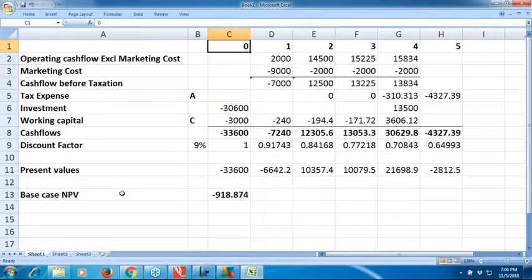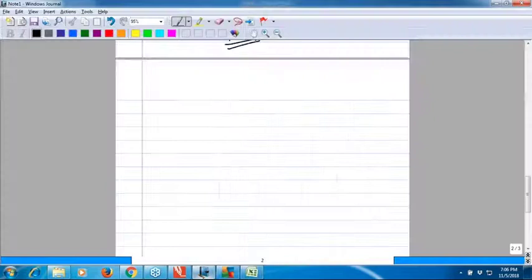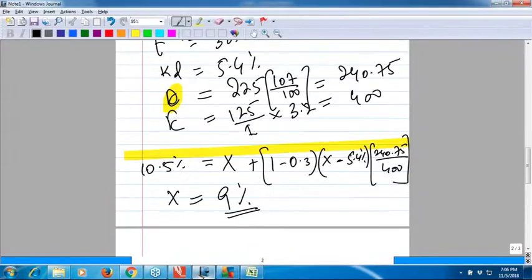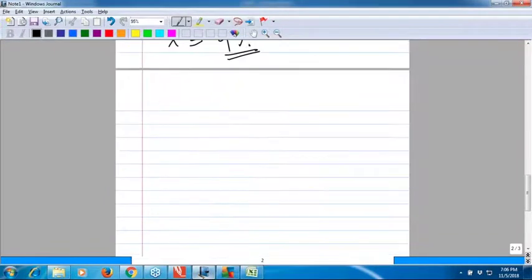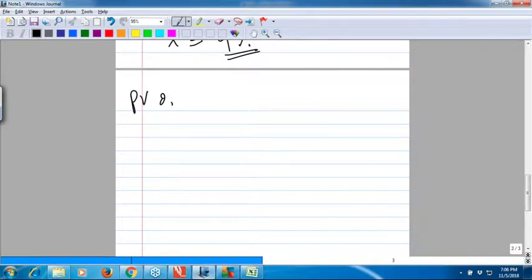Now let's move forward, on to the other part of the question. We are now required to calculate the financing side effects. We are required to calculate the present value of the financing side effects. Now, how exactly are we going to calculate the present value of financing side effects? So let's actually talk about it. The present value of financing side effects is what we actually need to calculate.